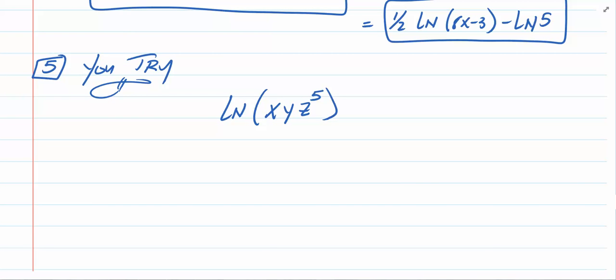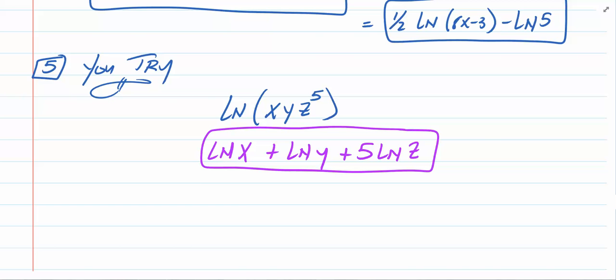Okay, in your table groups, go ahead and expand the natural log of x, y, z to the 5th. Expand it. Go for it. So you should have had natural log x plus natural log y plus 5 natural log z.